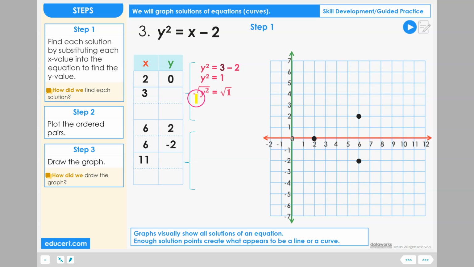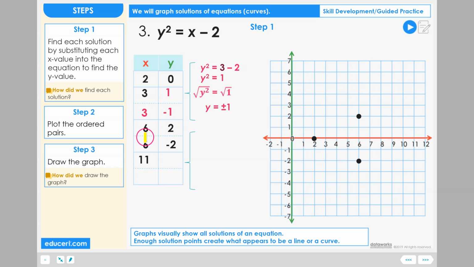The square root of y squared equals y, and the square root of a number will form both a positive and negative result, and the square root of 1 is 1. So now we actually have two solutions to this equation. When x equals 3, y equals both a positive 1 and a negative 1. So 3 and positive 1, but also 3, negative 1.